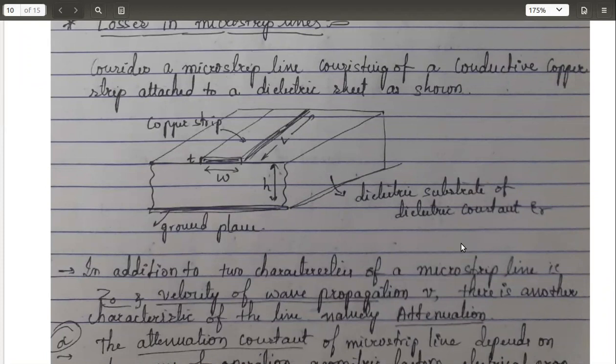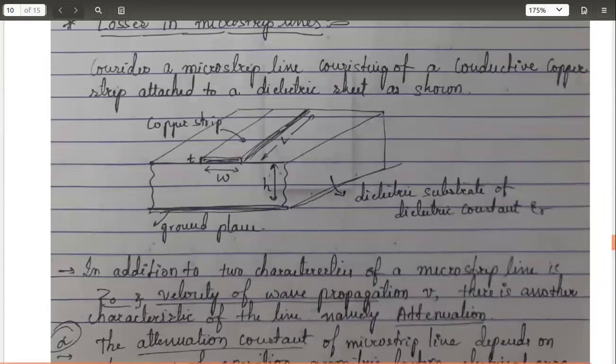The signal strength will reduce. Whatever you transmit will not get transferred completely. It won't get received completely as it is. You will come across certain losses. So basically three important characteristics exist. The first one is characteristic impedance, second one is velocity, and the third one is attenuation. So whatever we are talking about, the losses, this comes under attenuation, right?